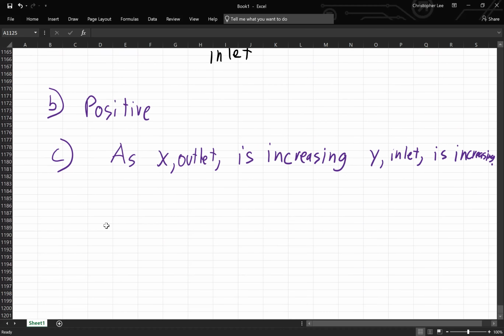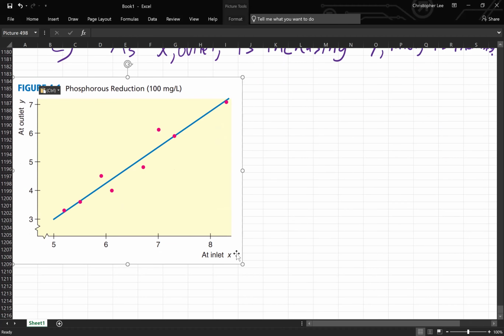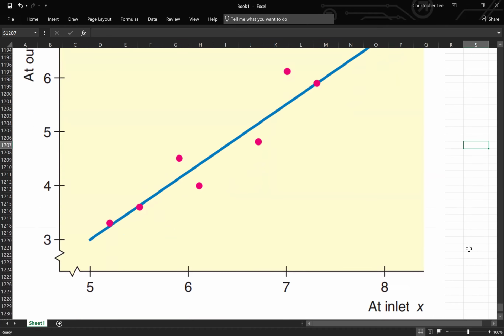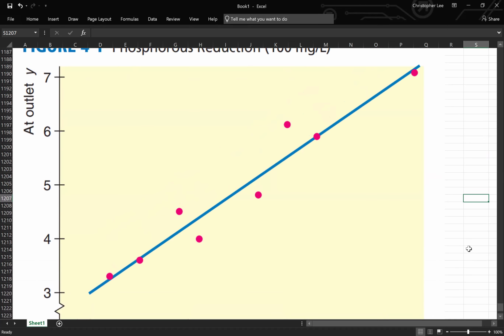Just to show you guys what the computer outlook for this would be, this is it for phosphorus reduction. Again, we're just doing the best we can. This is a computer doing the actual point where it's supposed to be. But we agree this is a positive correlation, and as the X is increasing, the Y is also increasing from left to right, the same way that we read a book.